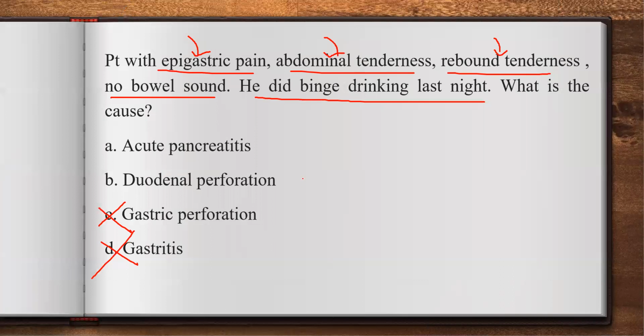Okay. Now, depending on that, if you see this patient having epigastric pain, abdominal tenderness, rebound tenderness, and there is no bowel sound. He did binge drinking last night. What can be the cause? Now, again, it can be difficult to diagnose this or differentiate between these two. Why? Because if they would give you rigidity, guarding, that would be more appropriate for duodenal perforation.